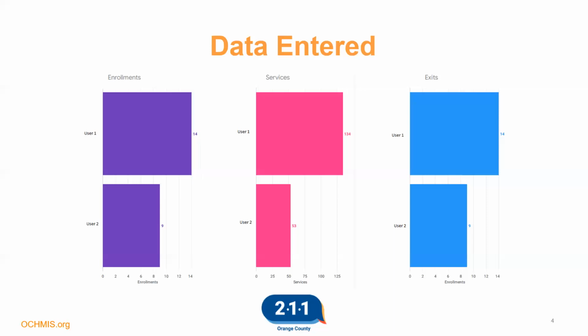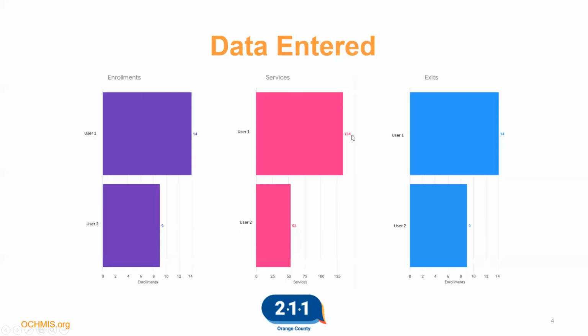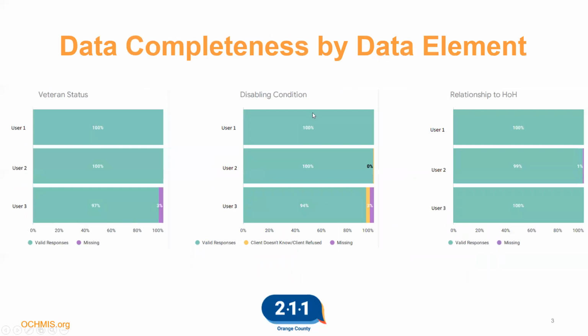Erin, just a quick thing as I'm looking at these, which type of one would we like? There's one that says data complete list by data element. That's this one. Okay, and then there's another one that says clients with missing data. Isn't that kind of the same? It is looking at the same type of data, but the data completeness by data element is so you can see each data element and how each user is performing. That might be helpful if a user is struggling with like approximate date homelessness started or something like that.